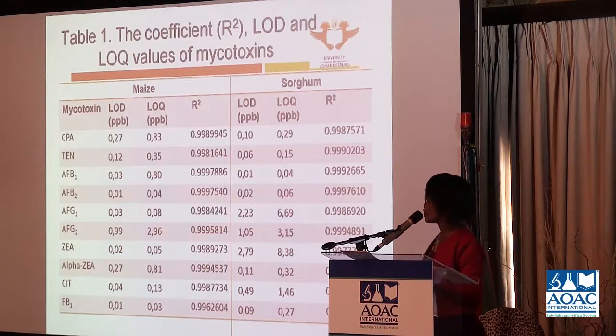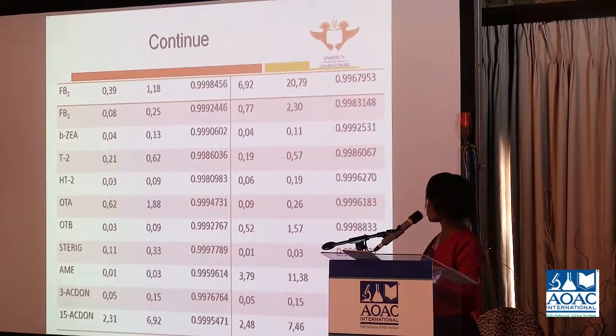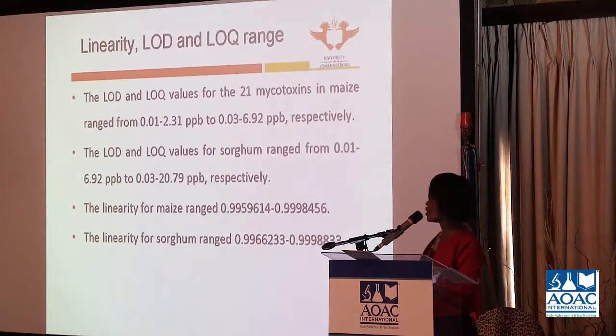This table actually shows my LOD, limit of detection, which is the lowest amount of analyte in a sample that can be detected but not necessarily quantitated. And on this third column, it shows the limit of quantification, which is the lowest amount of analyte in a sample that can be quantitatively determined with precision and accuracy. And on the fourth row here is the linearity for maize, and then this side is for sorghum.